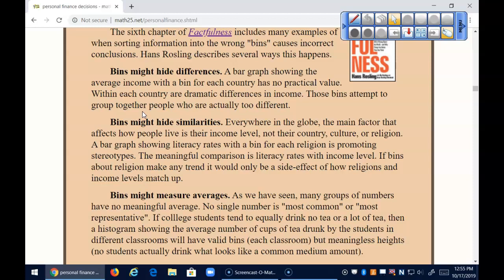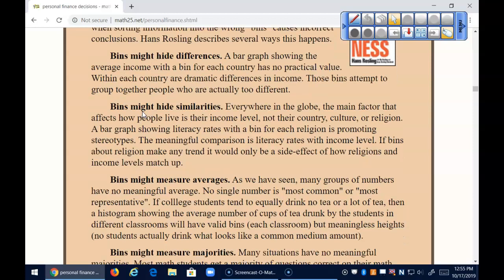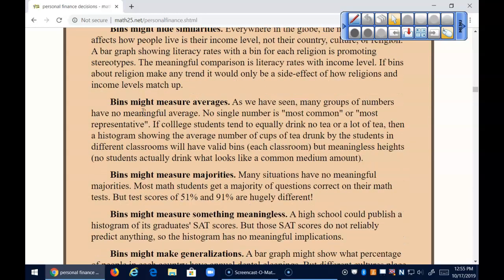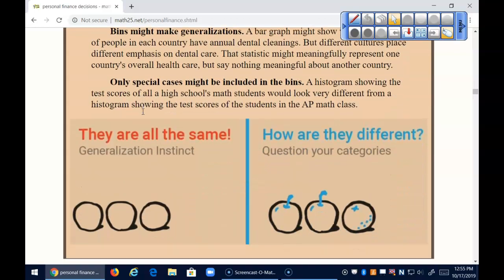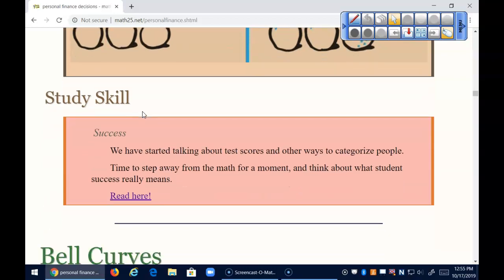Bins might hide similarity. Bins might just measure averages of things. And if you're looking at a bunch of averages, and the averages aren't too meaningful, then comparing them won't be meaningful. Bins might just measure majorities. Bins might measure something that doesn't have much meaning. Bins might make generalizations, or maybe the bins only have special cases, and so on. So just be careful of histograms.